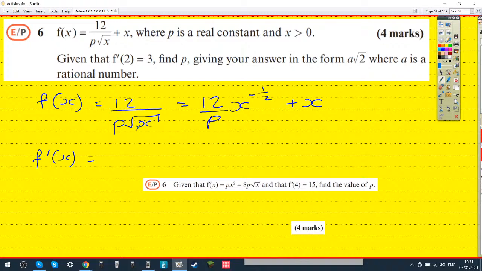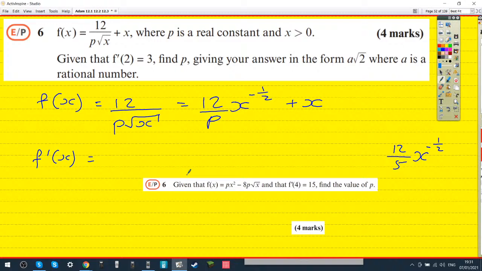Wait, what do you mean by in terms of p? So if it was 12 over 5, what would you do? How would you differentiate it? You'd multiply minus a half by 12 over 5. Yeah, so do the same thing except times 12 over p.